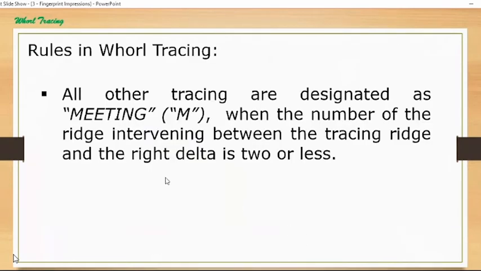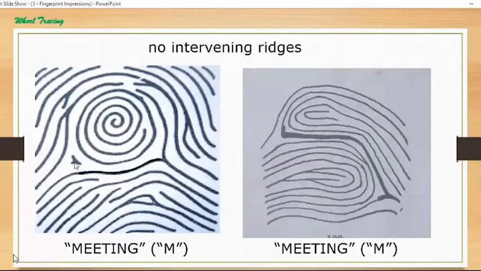Okay. Next. All other tracing is designated as meeting. When the number of ridges intervening between the tracing ridge and the right delta is 2 or less, whether it is above the right delta or below the right delta, that is designated as meeting.